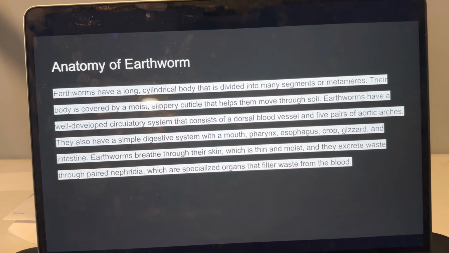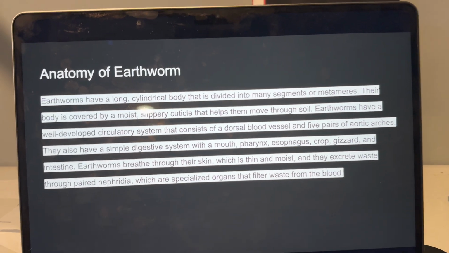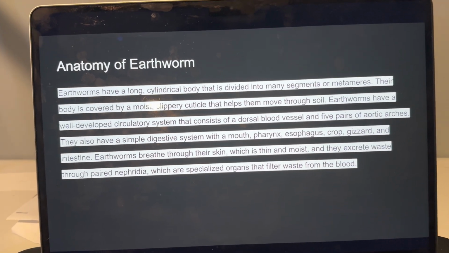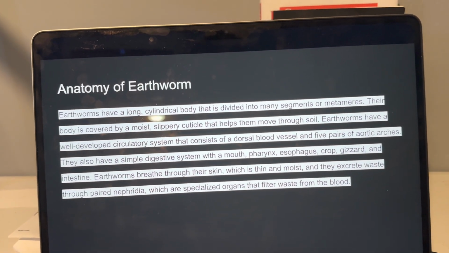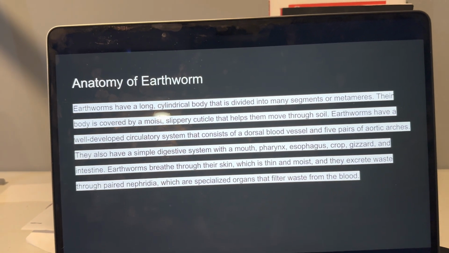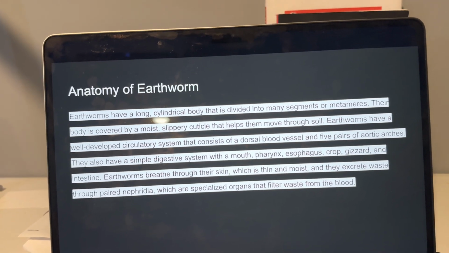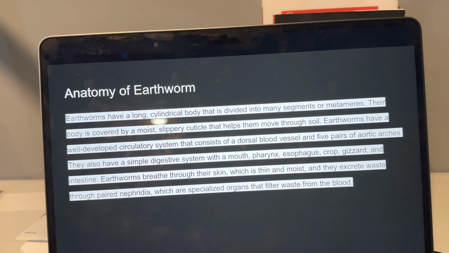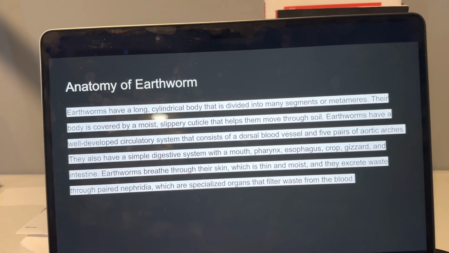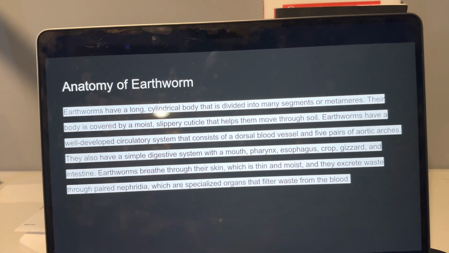Earthworms have a well-developed circulatory system that consists of a dorsal blood vessel and five pairs of aortic arches. They also have a simple digestive system with the mouth, pharynx, esophagus, crop, gizzard, and intestine. Earthworms breathe through their skin, which is thin and moist, and excrete waste through nephridia, which are specialized organs that filter waste from the blood.